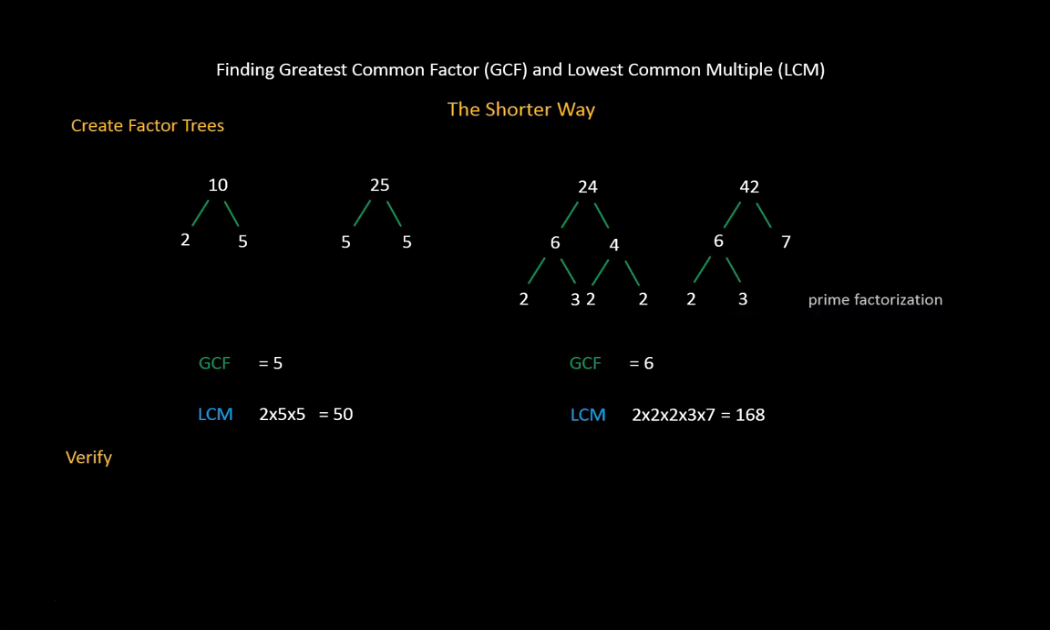Now we can verify the lowest common multiple if needed. If we divide it by the numbers it came from, it has to give us a positive integer or whole number. We will take 50 and divide by 10. This gives the whole number 5. Similarly, if we take 50 and divide by 25, we also get a whole number. In the same way, 168 divided by 24 is 7. 168 divided by 42 is 4. Both are whole numbers, so this lowest common multiple is correct.